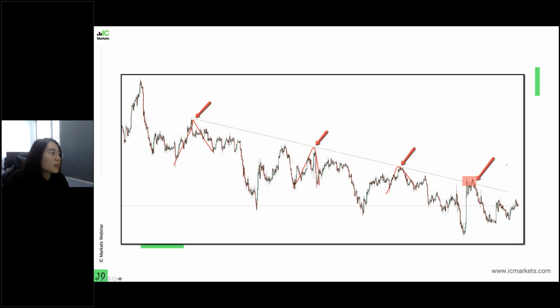So the first one respected the trend line nicely. Second one respected the trend line nicely. Third one respected the trend line nicely. And the fourth one, you can see it coming out and then going back in. Okay, so Desiree is saying yes, Bob is saying yes, Fabio is saying no. I think it's very subjective.